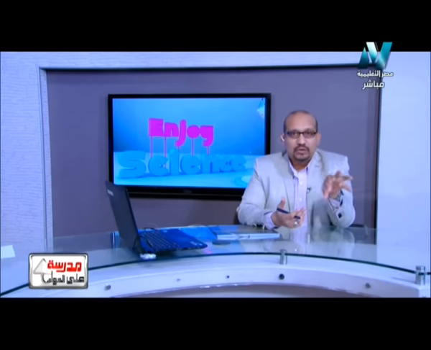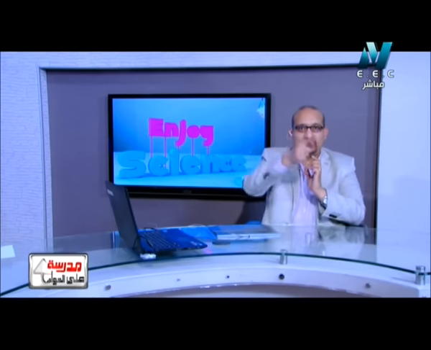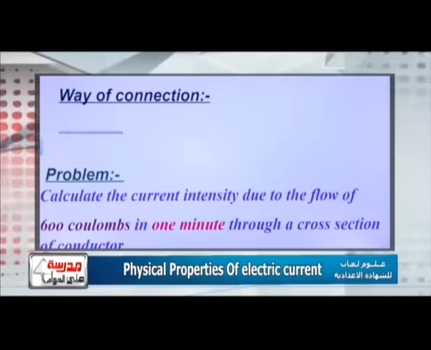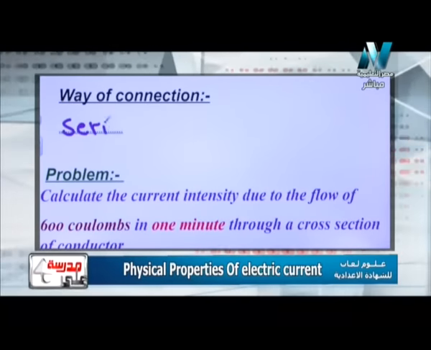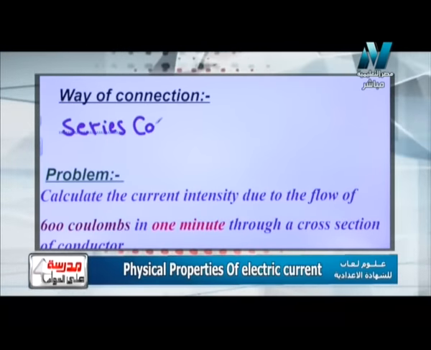So we should connect an ammeter in the electric circuit as what connection? As series connection. As what? Series connection. As we see here, we have a way of connection of an ammeter. What connection do I say? I say series connection, as we see in front of us, series connection.